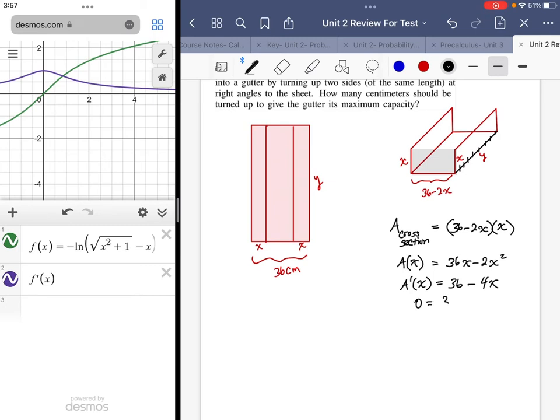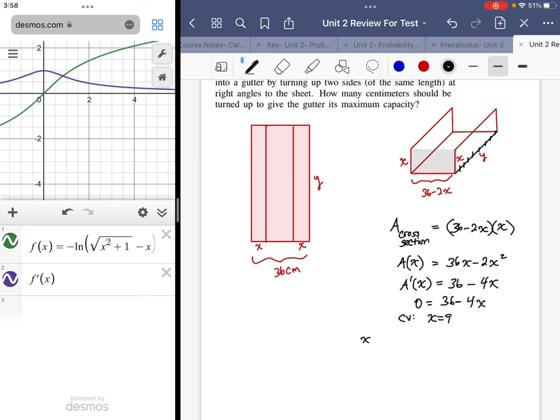So 0 would be equal to 36 minus 4x. There's no reason why we would set it equal to 1 over 0, because there's no way for a polynomial function to be undefined. And so therefore x would be equal to 9 as a critical value.